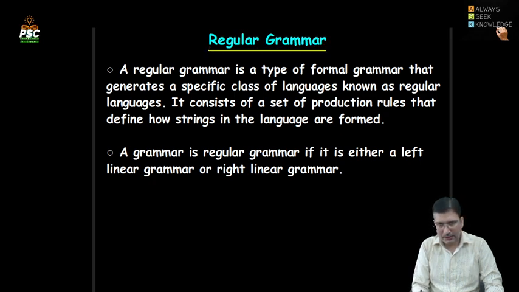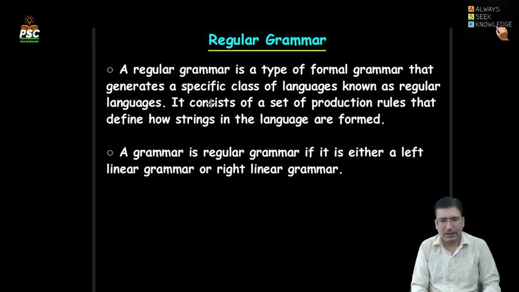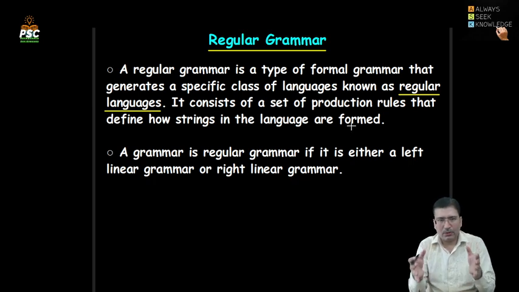Regular grammar is a very specific type of grammar which we use in compiler design and other places also. So first let's try to understand what a regular grammar is, and how we can claim a given grammar as a regular grammar. A regular grammar is a type of formal grammar that generates a specific class of language known as regular language. Please remember that regular grammar generates regular languages. It consists of a set of production rules that define how the strings in a language are formed. This is the prime role of a grammar: it decides how the strings in the language will be generated.